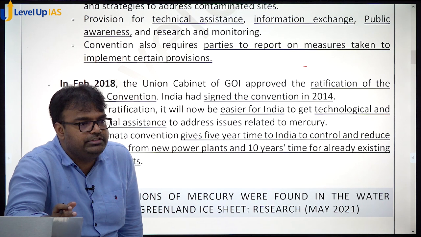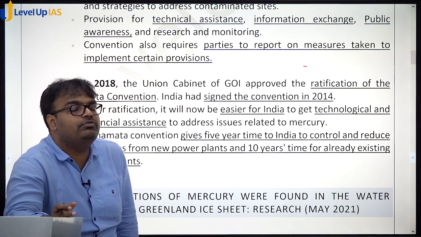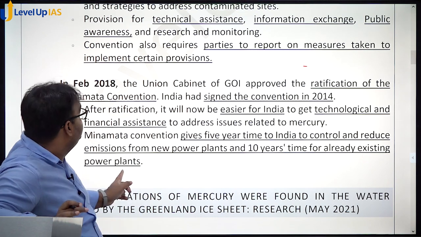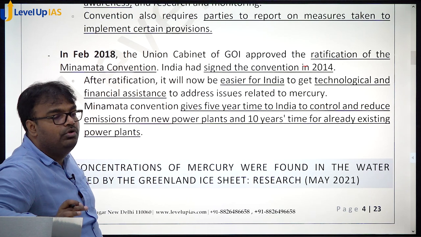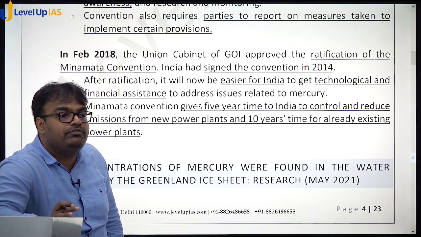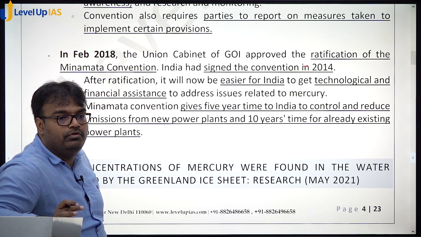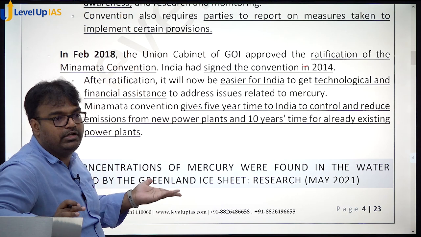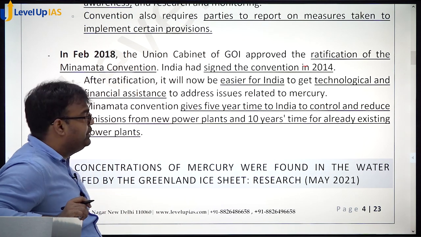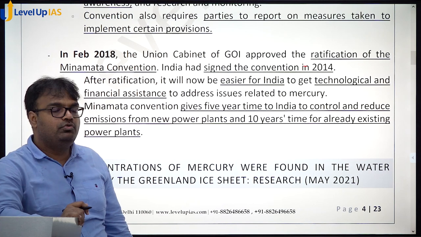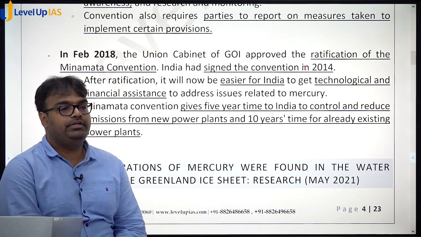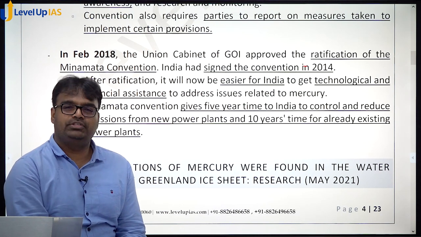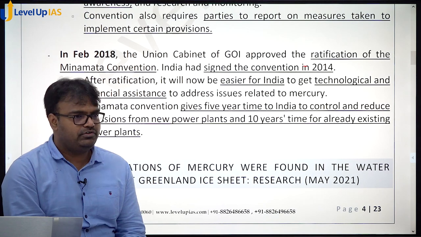Did India sign the Minamata Convention? Yes, India signed the Minamata Convention, but it was not ratified by our cabinet. India's cabinet ratified the Minamata Convention in 2018. So now, when India has ratified this convention, it would be easy for India to get technology, information, and assistance from other countries who are part of this convention. Okay, so the Minamata Convention is for fighting mercury pollution. We will not analyze here how effective it has been. Here, just know that the Minamata Convention is one of the conventions.